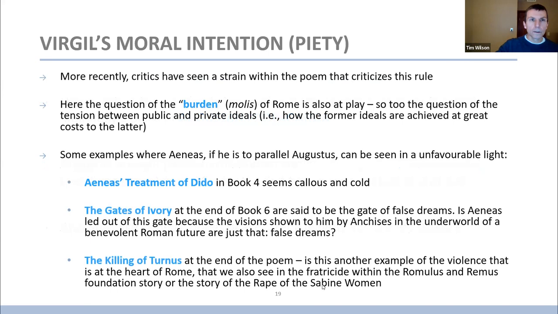However, more recently, in the last three decades, some critics have seen a strain within the poem that criticizes the rule of Augustus. On the face of it, it looks like Virgil's playing ball and saying what is politically convenient, because Augustus is in power and wants a poem that will put him in a good light. Maybe on the surface Virgil plays ball, but underneath, for someone with a critical perspective, they can see a critique of that rule.